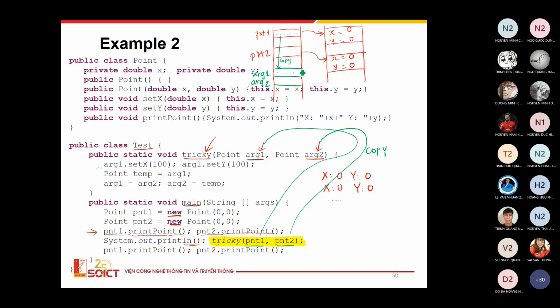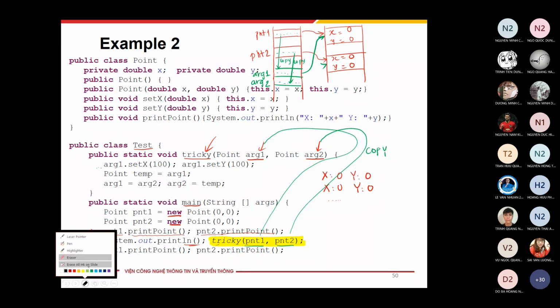Vậy ARG1 bây giờ sẽ chọn vào đâu? Vùng nhớ là x bằng 0, y bằng 0 ở trên cùng. Đúng rồi, sẽ chọn lên đây, đúng không? Tương tự PNT2 được truyền vào thì PNT2 được copy vào ARG2. Đấy, PNT2 đang là gì đấy? Copy vào đây. Vậy thì bây giờ ARG2 lại chọn đi đâu? Vùng nhớ còn lại x bằng 0, y bằng 0. Đúng rồi, nó sẽ chọn đến vùng nhớ này. Đấy mới là xong cái phần truyền tham số.